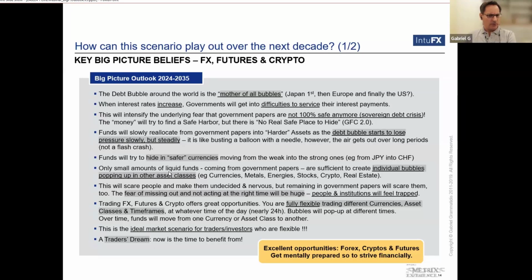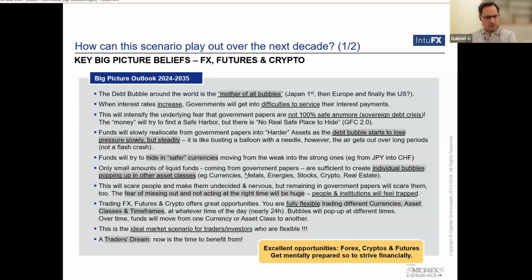Only a small amount of liquid funds will come from government papers because it's so big, right? If only 1% goes out of that big pot of money, it's sufficient to create bubbles, right? Popping up in other asset classes. If you think of the Swiss franc, it's a small country, right? If some serious money gets into the Swissy, well, it will bubble. If serious money gets into gold or silver, it will bubble, right?